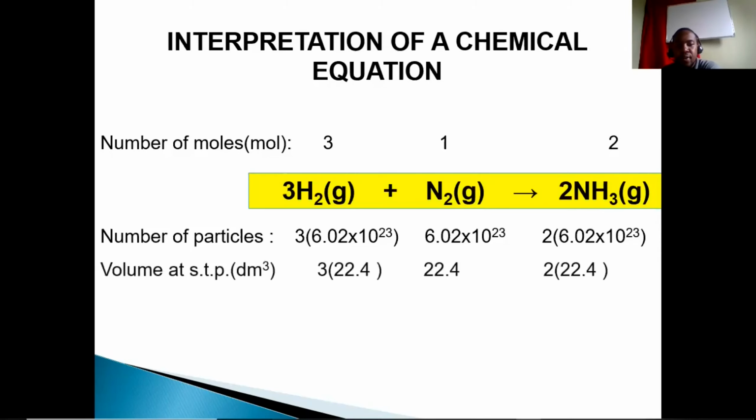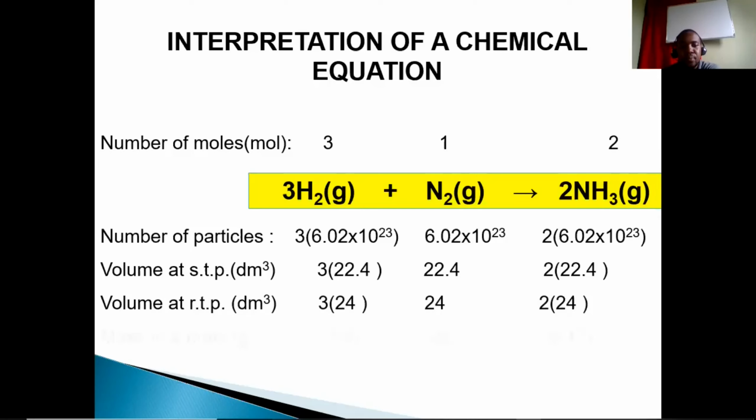All right, in terms of volume, we have the mole, and remember, mole is equal to the volume of the gas over the molar volume at RTP or STP. This case is STP, so the volume would be mole times the STP value, which is 22.4 dm cubed. So hydrogen would be 3 times 22.4, nitrogen would be 1 times 22.4, and ammonia will be 2 times 22.4, and at RTP, we just change 22.4 to 24 dm cubed.